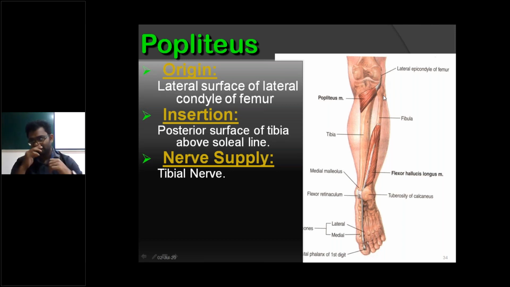That's why intracapsular. In the upper limb, a similar example: the long head of biceps brachii takes origin within the joint capsule of the shoulder joint. Similarly, the origin of the popliteus is within the joint capsule of the knee joint. That's why intracapsular. Extrasynovial means the insertion is beyond the synovial membrane of the knee joint. That's why extrasynovial.